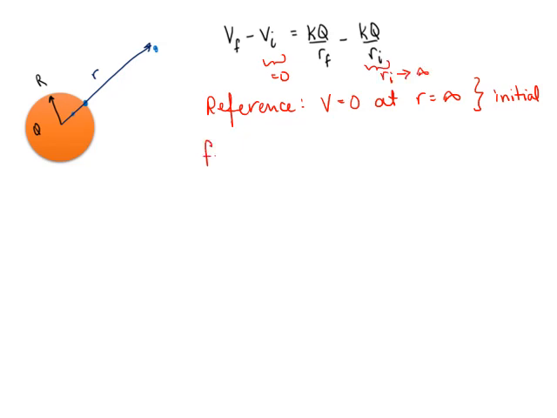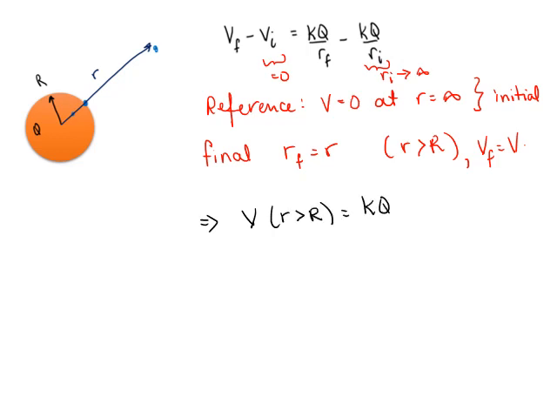For my final point, I'm going to say Rf just equals some value of r, where r is bigger than the radius of the sphere. And since I'm just saying Rf equals r, I'm also going to write Vf equals V. That gives us the result for the potential outside the sphere. V of r bigger than R is equal to k times q over r. So when we're outside, the potential is kq divided by the distance from the charge, and this looks exactly like the expression for the potential of a point charge.